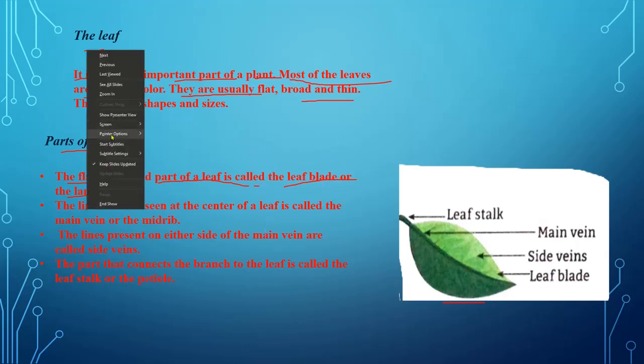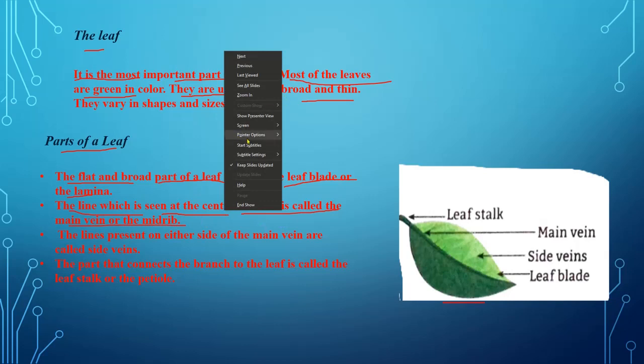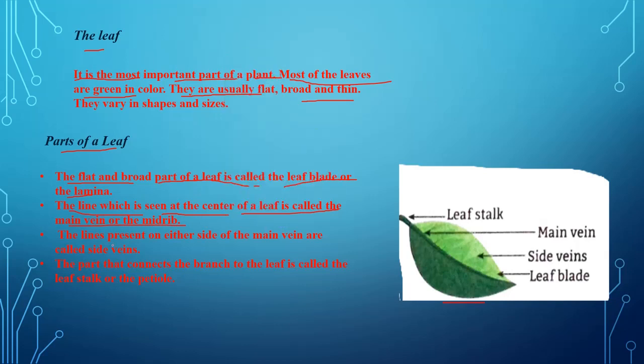So let us read the next part of a leaf. The line which is seen at the center of a leaf is called the main vein or the midrib. So you can see a line in the center of a leaf. That is called midrib or main vein. It will be seen in the center, not on the side of the leaf.